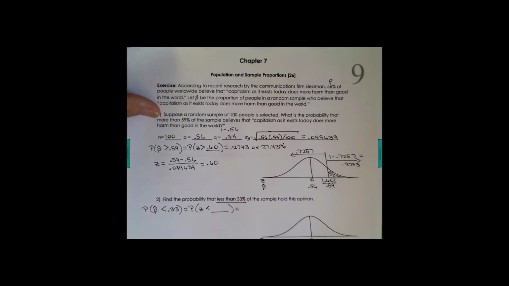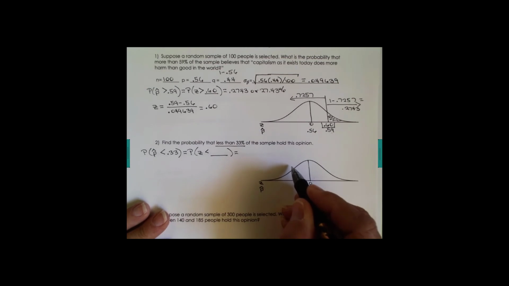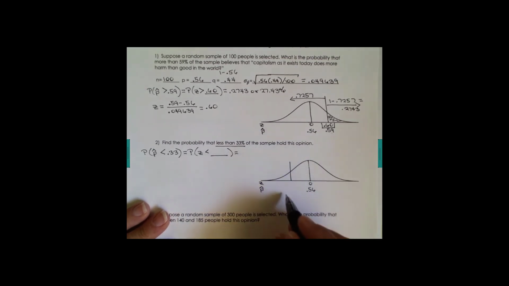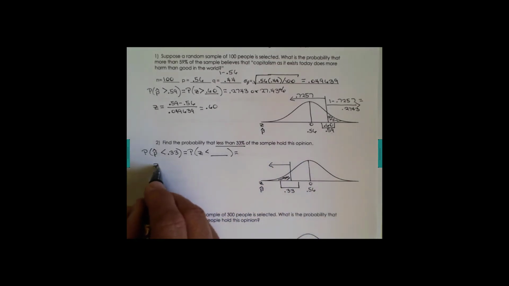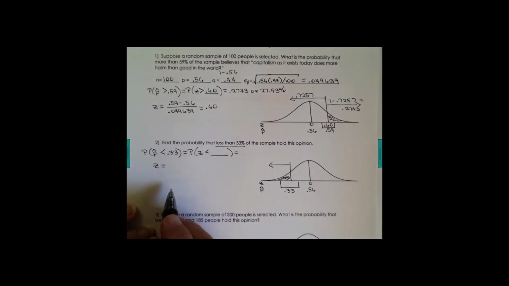Let's see if I can get this up here so you can see it. Okay, so where is 0.33? Well, it's over here somewhere. And we want the area to the left of that. We want less than. We've got to figure out our z-score, but when we find it, all we have to do is look it up, and it'll tell us what we want to know. So let's calculate z. We've already calculated the standard deviation we need, so we really don't have to do too much with this one except for a new z calculation.